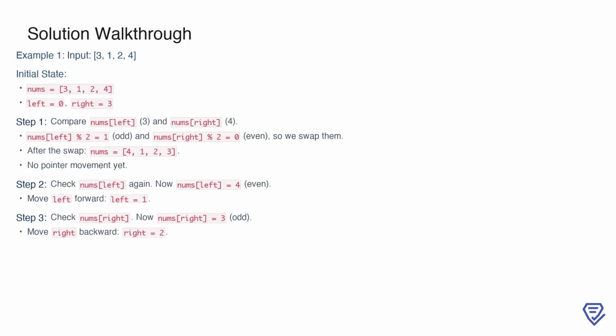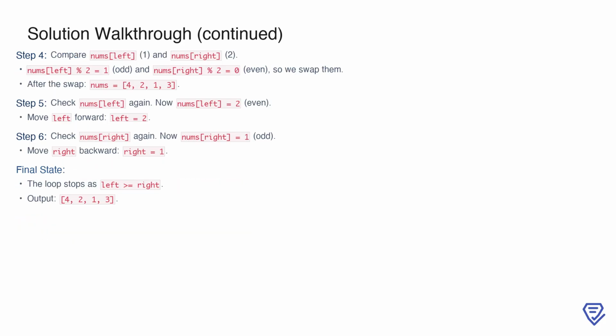Next, we recheck the value at nums[left]. It is now 4, which is even, so we move the left pointer forward to the next position, which is 1. Similarly, we check the value at nums[right], which is now 3, an odd number, so we move the right pointer backward to the previous position, which is 2. This sets up the next comparison.